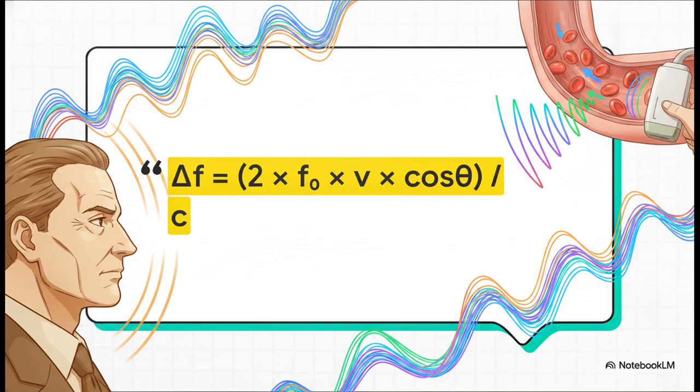The core principle here is that when sound bounces off a moving target, its frequency actually changes. If red blood cells are moving toward the transducer, the reflected sound wave is compressed, and the frequency goes up. If they're moving away, the frequency drops. That difference between the transmitted and reflected frequencies, that is the Doppler shift, represented mathematically by the symbol delta F.